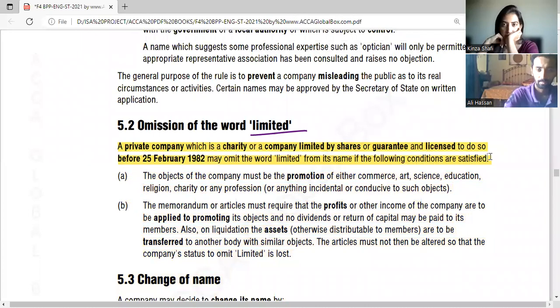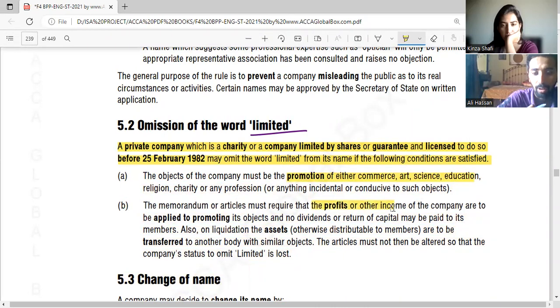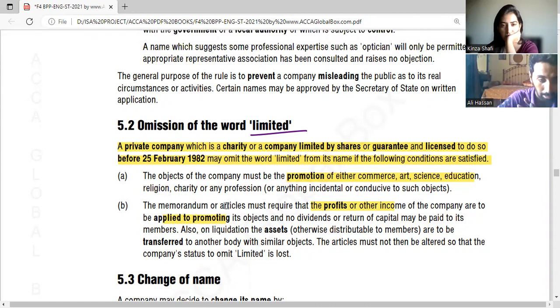Read, Ali. Right? Okay, a private company which is a charity or a company limited by shares or guarantee and licensed to do so before 25 February 1982 may omit the word limited from its name if the following conditions are satisfied. A. The object of the company must be promotion of commerce, arts, or education related things. B. The memorandum or articles must require that the profit or other income of the company are to be applied promoting its objective and no dividend or return of capital may be paid to its members.